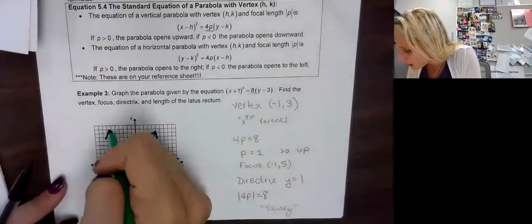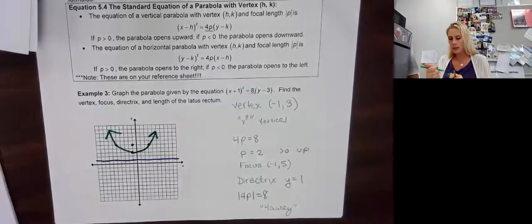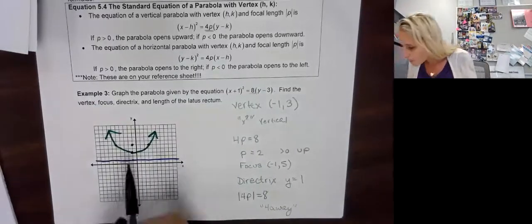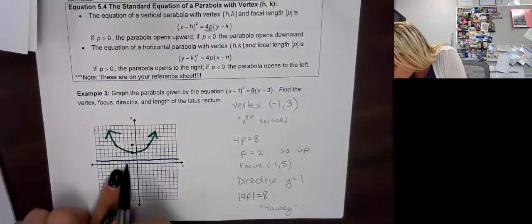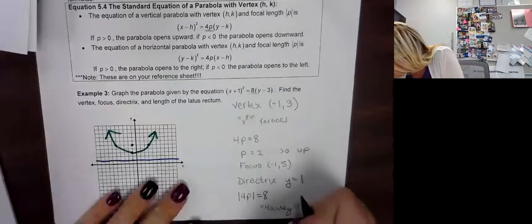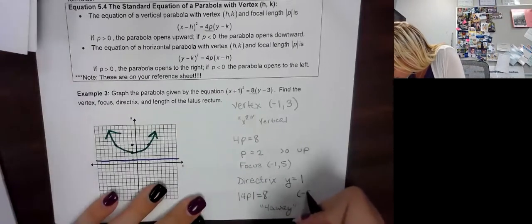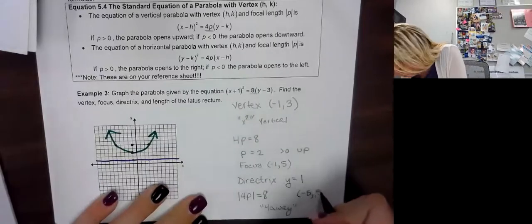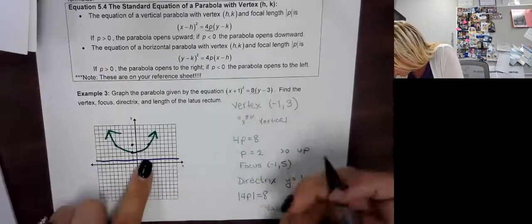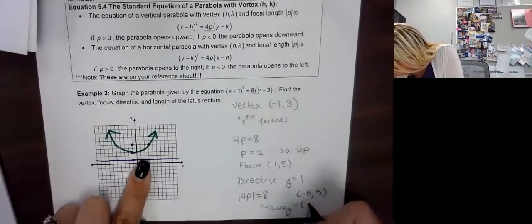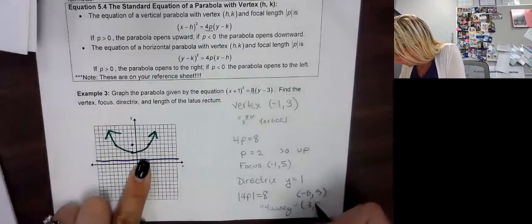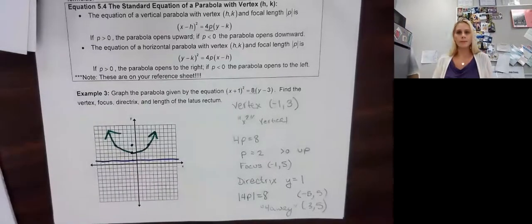And of course, I need to write down those coordinate pairs. So this is 1, 2, 3, 4, 5. So we have (-5, 5). And the other endpoint is at (3, 5). And we're done.